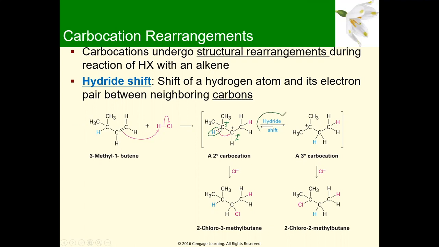And so that's what happens. It is an equilibrium process. It's a reversible reaction, but it favors, as you can see with the larger arrow pointing to the right, the tertiary carbocation. So we move the hydrogen over. Now it's moved over to that middle carbon, and now I've got a tertiary carbocation. And so you end up with a mixture of products. Both of these would be in the product mixture, but it would favor the one where the chlorine is on that tertiary carbon, because that's the more stable carbocation. All right, so we call that a hydride shift.